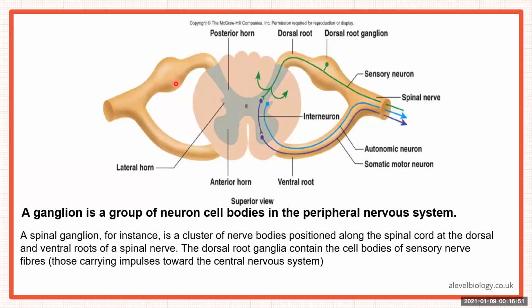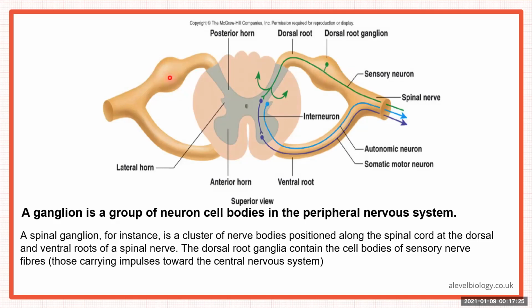So this is a ganglion, right? Here you can see this is known as the dorsal root ganglion, and this is known as the ventral root ganglion. Ganglions are usually groups of neuron cell bodies, right? So if you're talking about a sensory neuron, these sensory neuron cell bodies are found here in the ganglions. These are clusters of nerve bodies which are positioned along the spinal cord at the dorsal root. This is known as the dorsal root and the ventral root of the spinal nerve, right?